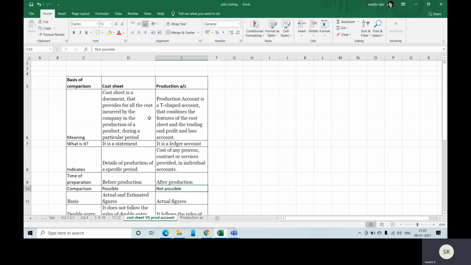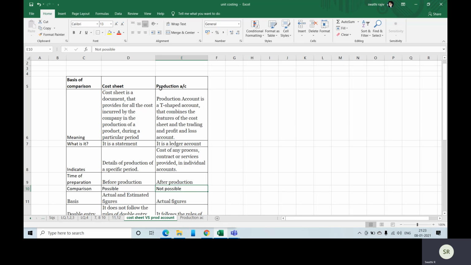Right. We are going to discuss a small concept called production accounting. It's a part of your unit costing chapter, and it's a very simple concept, and we will just do one question. So I thought I'll explain it to you here. First, we will see what a cost sheet is and how production accounting is different.